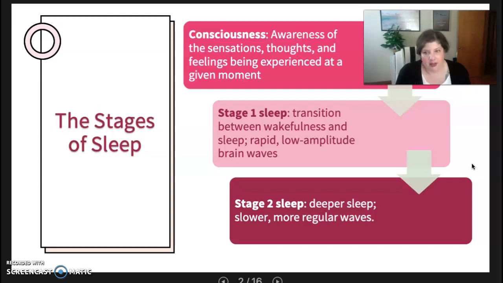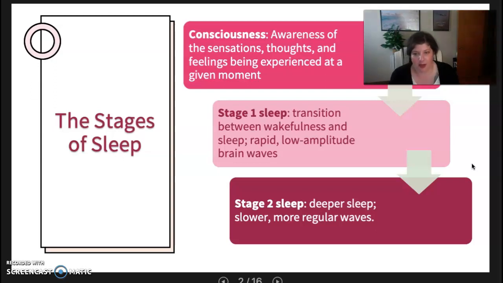And yeah, so there's 3 stages. This slide has the first 2 on here. Basically, stage 1 is really fast, and it is the transition period from being conscious, being awake, and then moving into sleep. And what we see with brain waves are low amplitude, so just like really short, rapid brain waves.